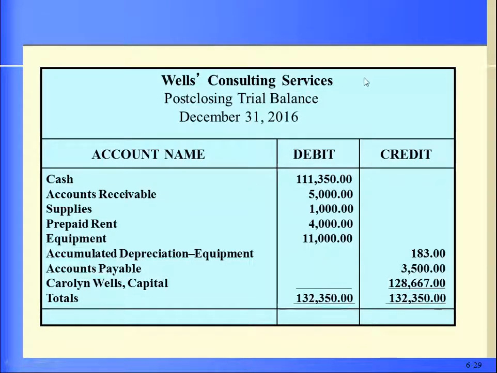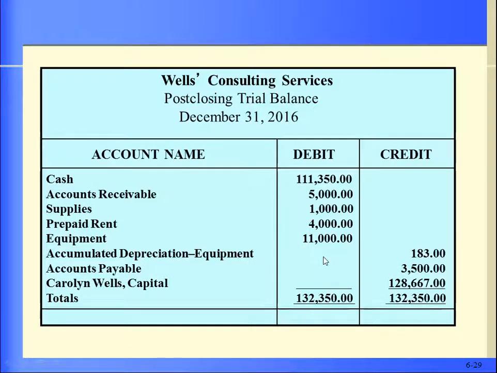So here we go. Name, post-closing trial balance, December. Again, balance sheet items are a point in time, unlike the income statement and the statement of owner's equity, which will have a range of dates. So you have cash, accounts receivable, supplies, rent, equipment, 132,350, 132,350. So remember, the accounting equation is assets equals the sum of liabilities plus equity.